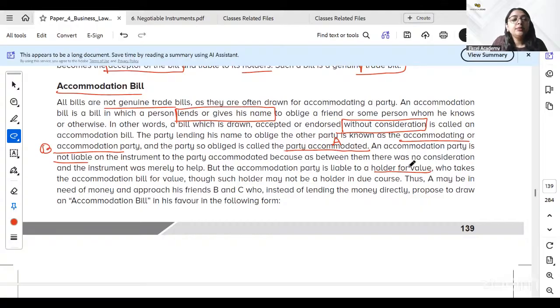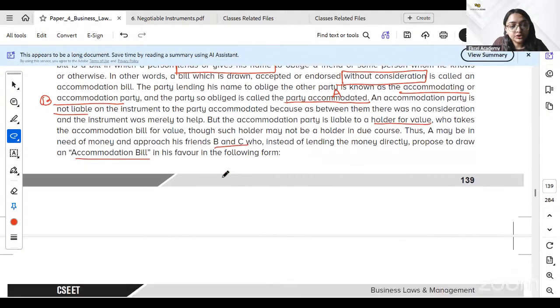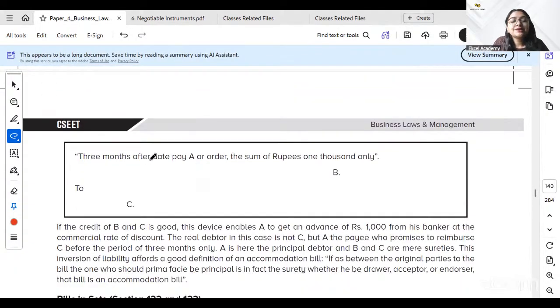Thus A may be in need of money and approach his friends B and C, who, instead of lending the money, propose to draw an accommodation bill, and here is the form in which it is drawn. Three months after date, pay A or order the sum of rupees 1000 only to B and C. What is missing here? Their signatures are missing here. Signatures of whom? A's signature, as well as the acceptance of B and C, is missing.